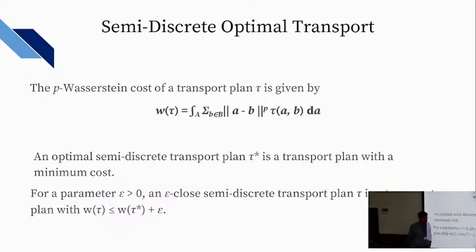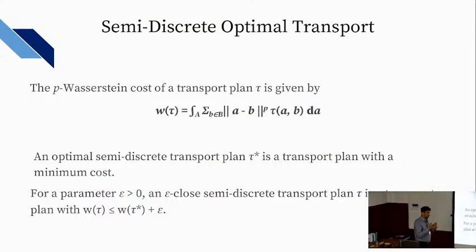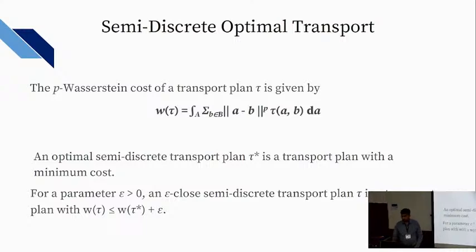Why not the other one, the reverse direction? Is this somehow easier than transporting continuous to discrete? No, it's symmetric. It's one and the same. So it doesn't matter which distribution you start with. The optimal solution will be the same. It's a metric. It is. Yes.